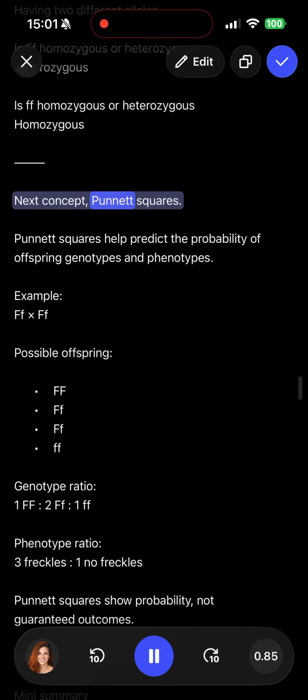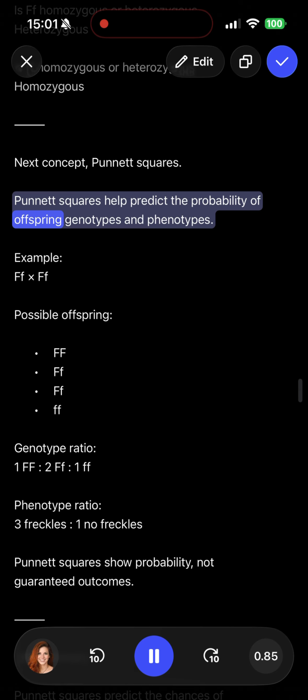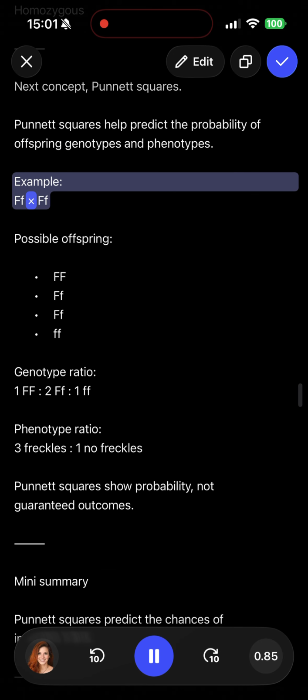Next concept, Punnett squares. Punnett squares help predict the probability of offspring genotypes and phenotypes. Example, Ff times Ff.